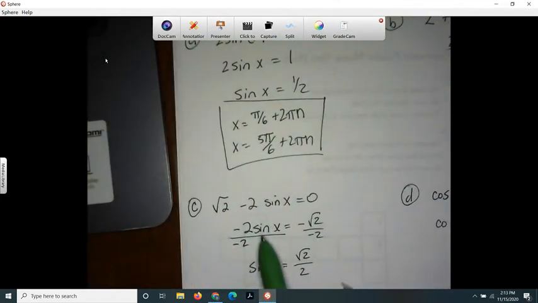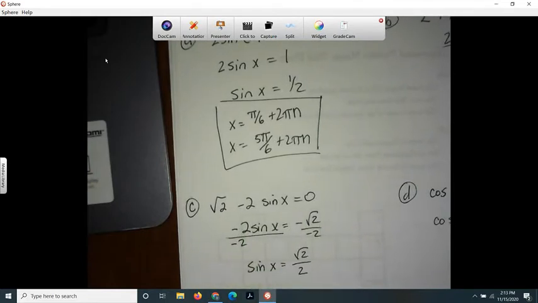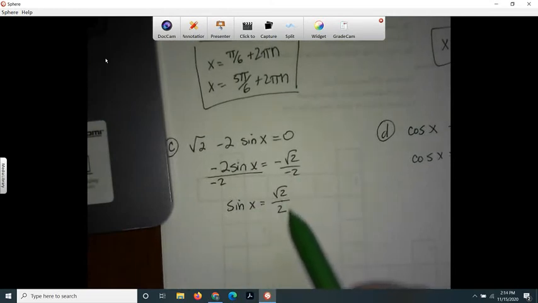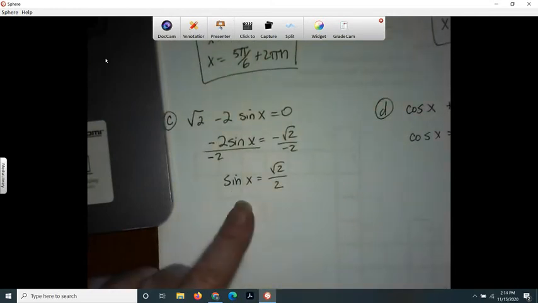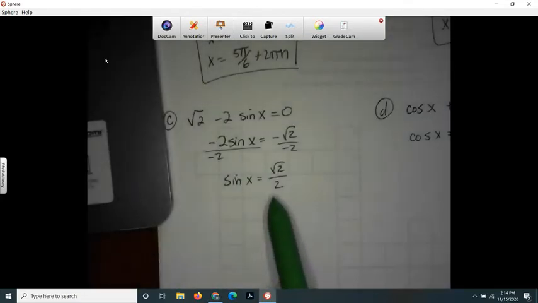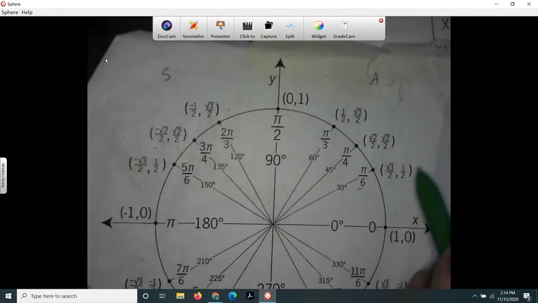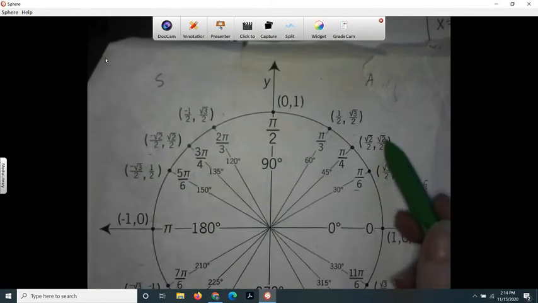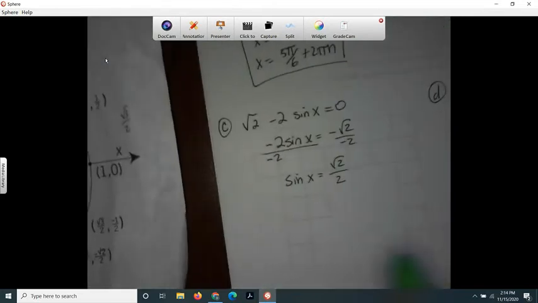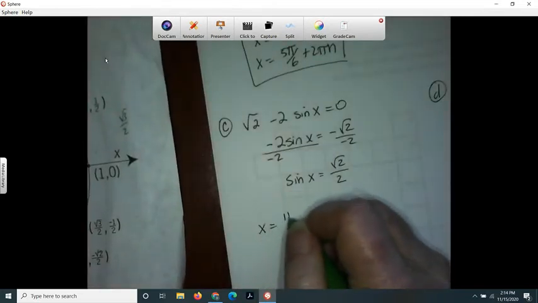And the next one, just subtract root 2 on both sides and then divide both sides by negative 2, and you'll get sine of x is root 2 over 2. I think that's that 45 degree one. Remember sine is the y value. So we look here, we're looking at y values, root 2 over 2. So here's one right here. It's 45 degrees, which is pi over 4. So let's write that down. Plus 2 pi n.